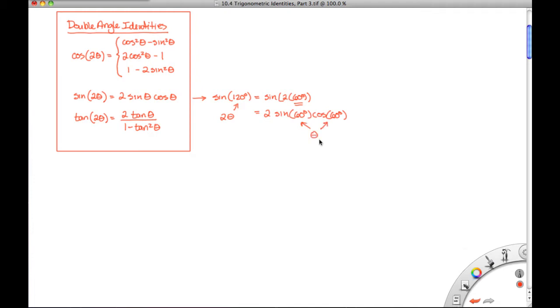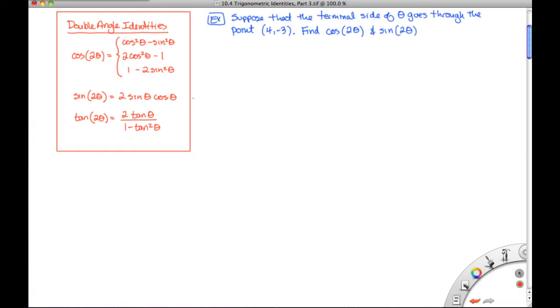Sometimes this is really helpful for us to be able to do, to change the argument inside of the trig function. So with that in mind, that's kind of how these work. Now we're just going to do a few examples here. So let's try this one first. Let's suppose that we're dealing with some angle theta, and that the terminal side of that angle theta goes through the point (4, -3).